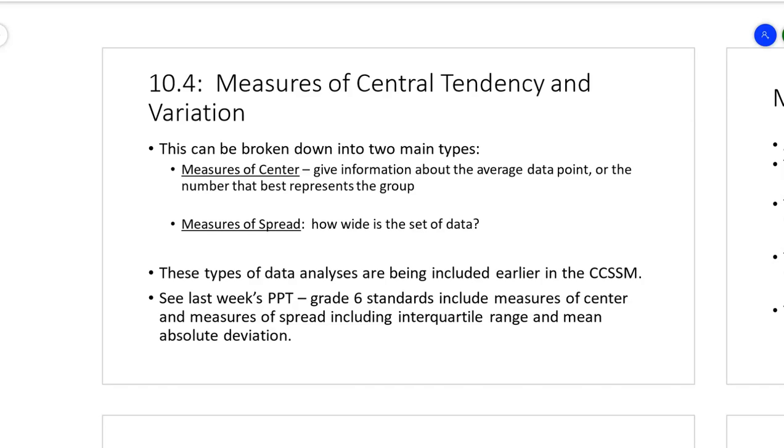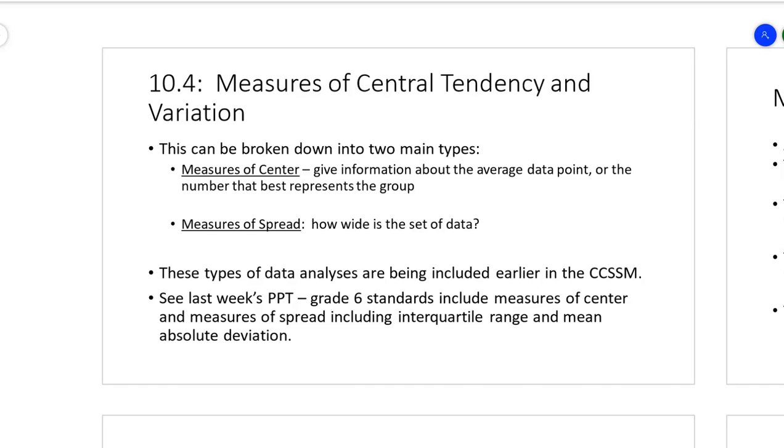So this is the first part of several on measures of central tendency and variation. We're going to pick this up in class because if you notice on the syllabus, this goes for several days, because there's a lot of information in 10-4. So we're going to scratch the surface a little bit today, and then we'll pick up more of it next week and the week after that.